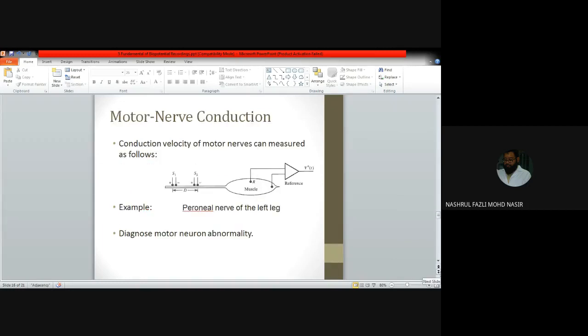So now we go to motor nerve conduction. So this is the formation. Conduction and velocity of motor nerves can be measured as follows. This is one example: the nerve of the left leg. And then we can diagnose the motor neuron abnormality.